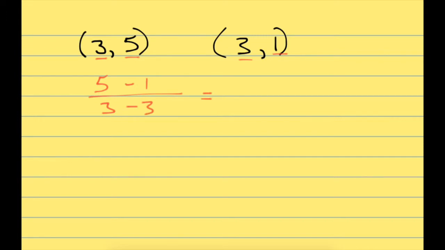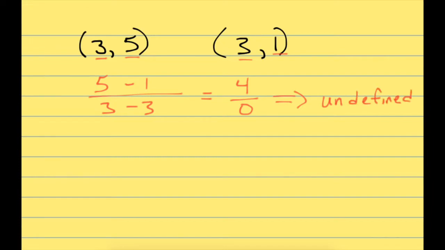Now, if you can guess what it is, that's great. If not, let's look at these points right here. So when we go to calculate our slope, we'll start with the 5 and the 3, which means that our second ones will be the 1 and the 3. So on top we get 4, and on bottom we get 0. And what's 4 divided by 0? Well, that is undefined.